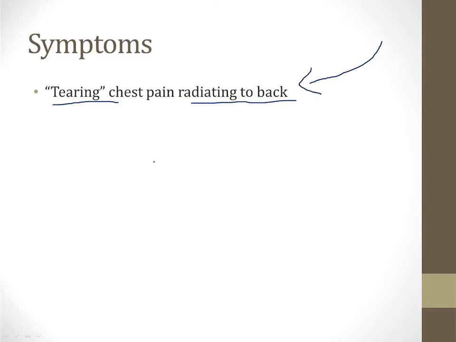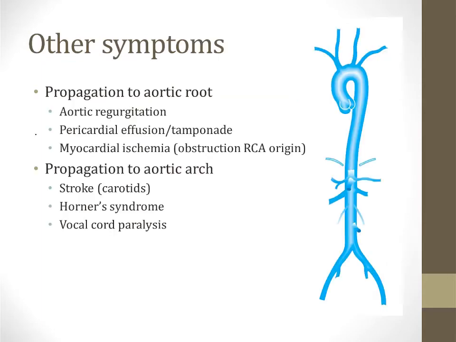However, for step 1 of the boards, it's almost always going to have classic symptoms of tearing chest pain radiating to the back. So remember what I said before, dissections can propagate and cause many other symptoms by disrupting flow of the vessels that come off of the aorta. So first let's talk about what happens if a dissection propagates to the root of the aorta.